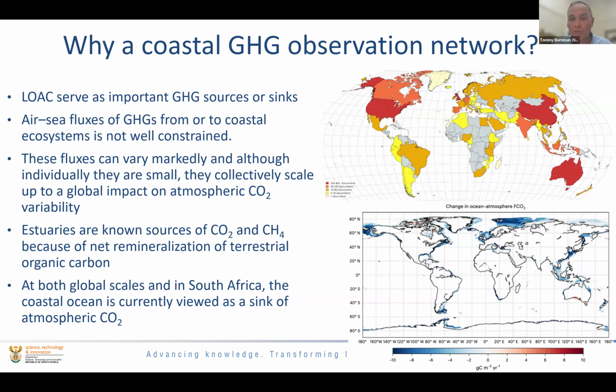So estuaries are known sources of carbon dioxide and methane and also nitrous oxide now recently because of net remineralization of terrestrial organic carbon at both global scales and from research done by the CSIR and UCT and DFFE, we know that the coastal ocean is currently viewed as a sink of atmospheric CO2. So by coastal ocean, I mean the oceanic component, the open water component joining the coastline, not the habitats within the coast, such as the estuaries.